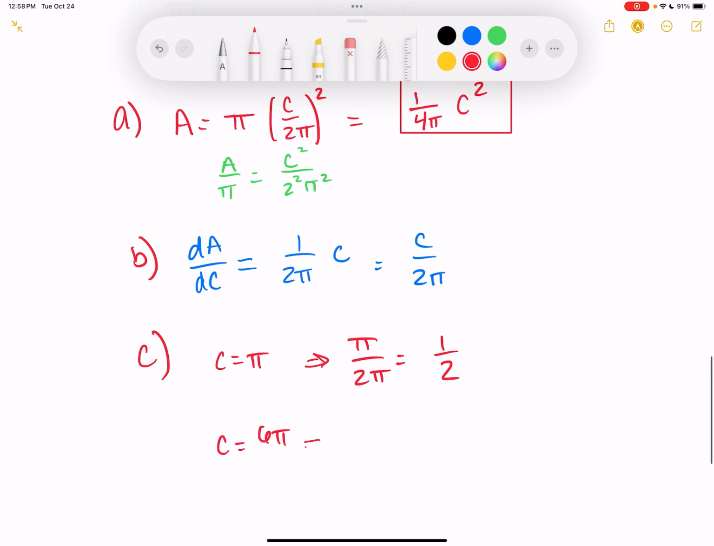And then at 6 pi, we just replace C with 6 pi over 2 pi. And this one is... Wait, I caught this one. Nobody answered.